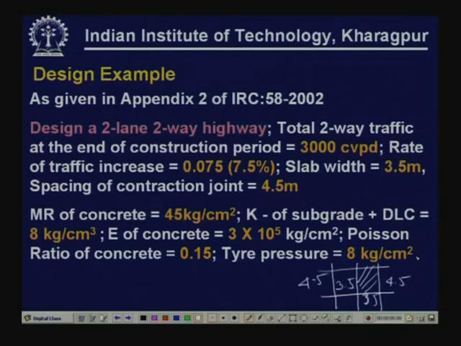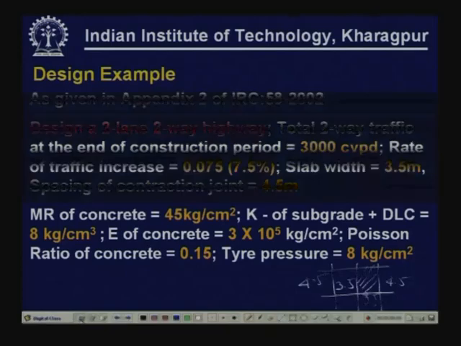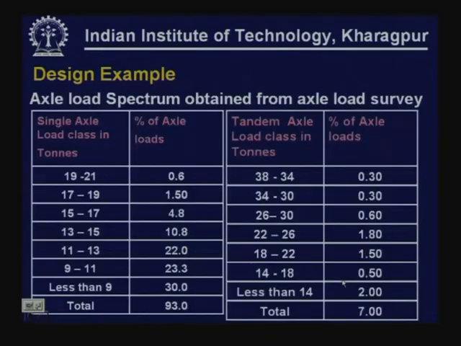K of subgrade plus DLC: there is a combined subgrade plus DLC combination. The combined value is taken as 8 kg per centimeter cube. The modulus value of concrete is 3 into 10 to the power of 5 kg per centimeter square. The Poisson ratio of concrete is 0.15. Tire pressure is taken as 8 kg per centimeter square.